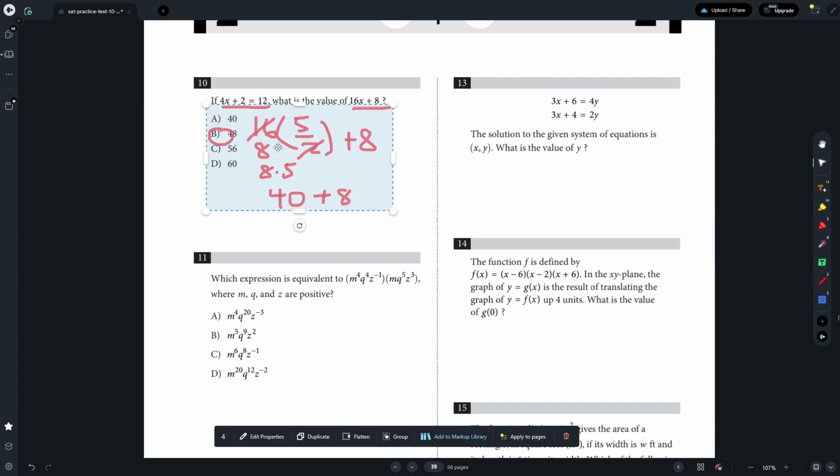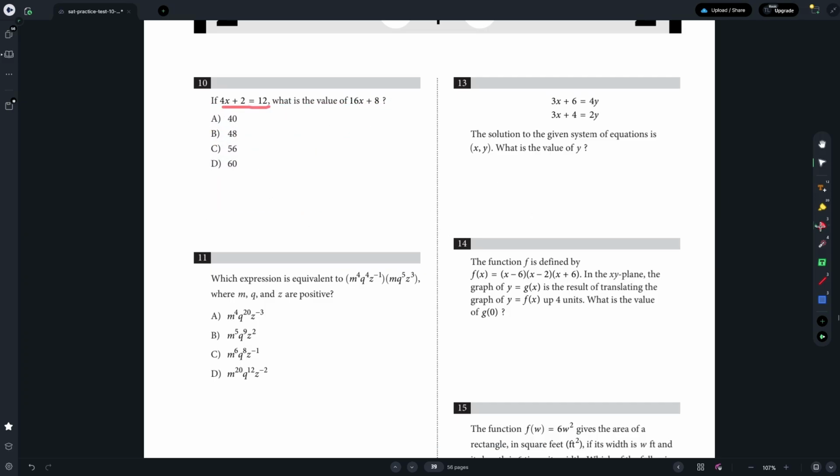But there is a quicker method in doing this. We know that 4x plus 2 is equal to 12, right? But let's say we multiply this whole left side by 4. And we do that to the right side, obviously. If we do that, we would get 4 times 4x, which is 16x, plus 4 times 2, which is 8, so plus 8, equals 48.